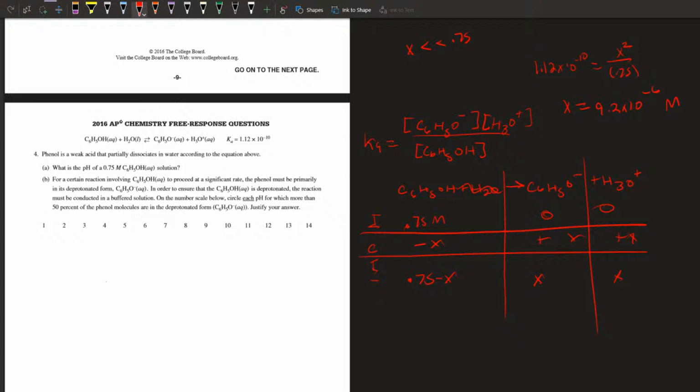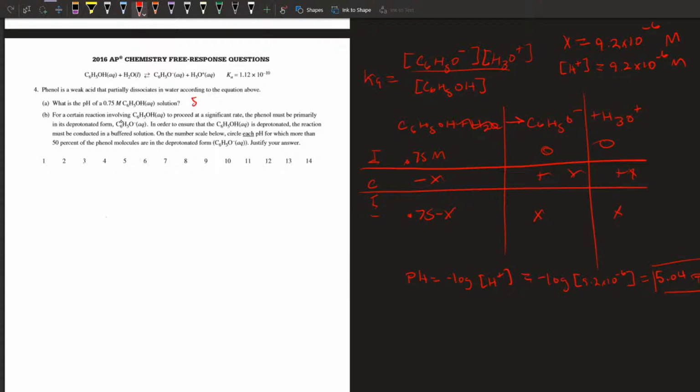But it's asking for the pH. And x is the H plus concentration here. And how do we find the pH? pH is equal to negative log of H plus concentration. So we're going to write negative log of 9.2 times 10 to the power of negative 6. And when we put that in our calculator, we get 5.04. And that is our pH. So I'm just going to write this right here.